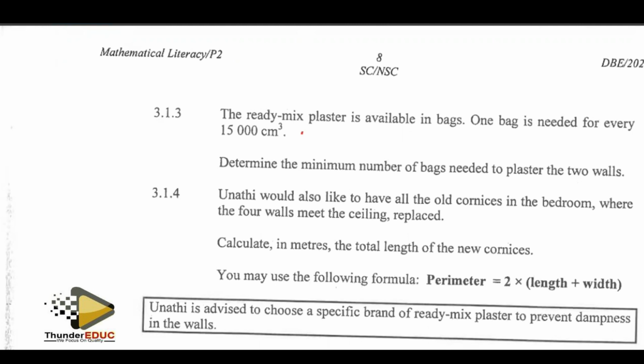Remember, we've just looked for the volume. So the volume of the plaster divided by the volume for 1 bag. We've just got the volume as 273,937 centimeters cubed divided by 15,000. You get your answer as 18,26.